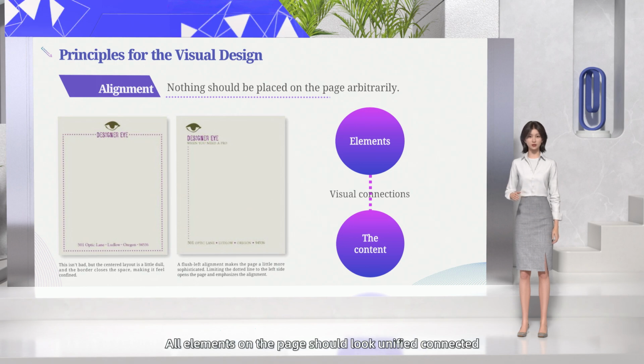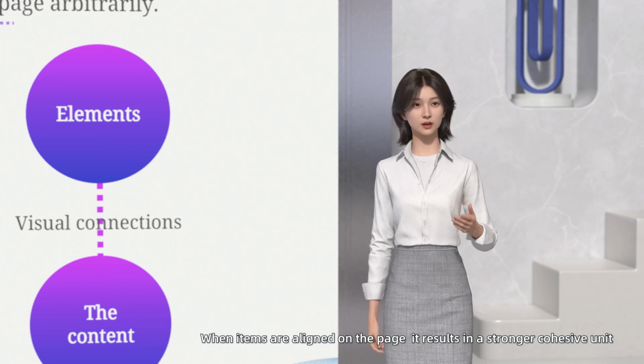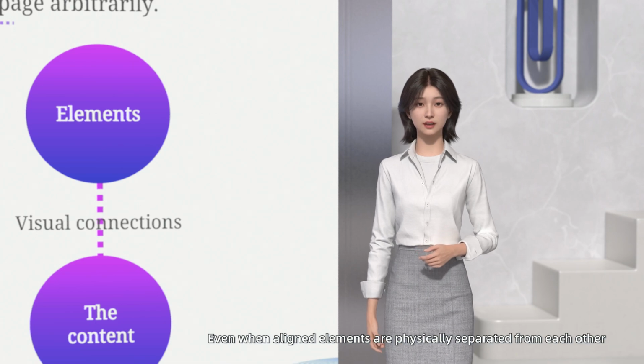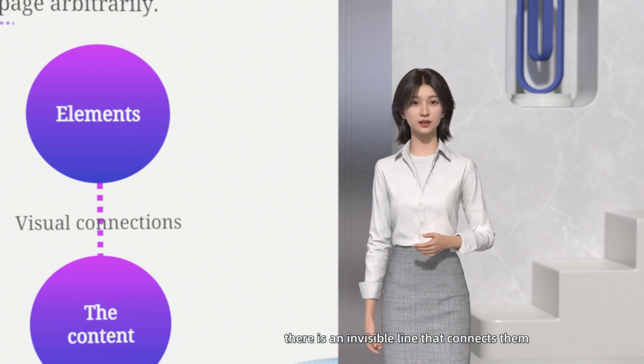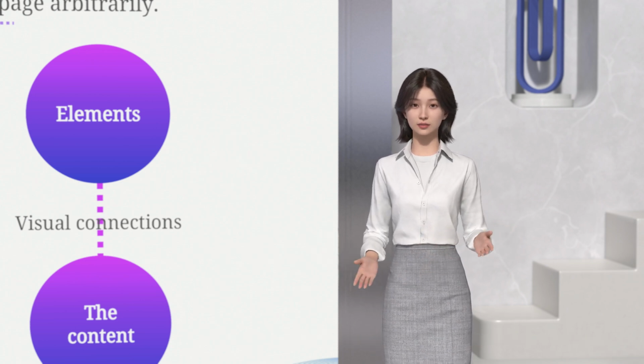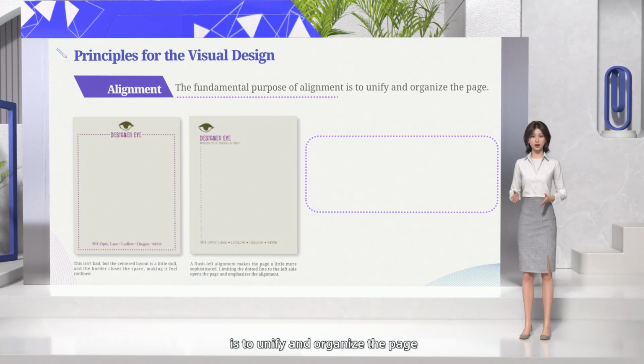All elements on the page should look unified, connected, and related to each other, and there should be some visual link between individual elements. When items are aligned on the page, it results in a stronger cohesive unit. Even when aligned elements are physically separated from each other, there is an invisible line that connects them, both in your eye and in your mind. The fundamental purpose of alignment is to unify and organize the page.